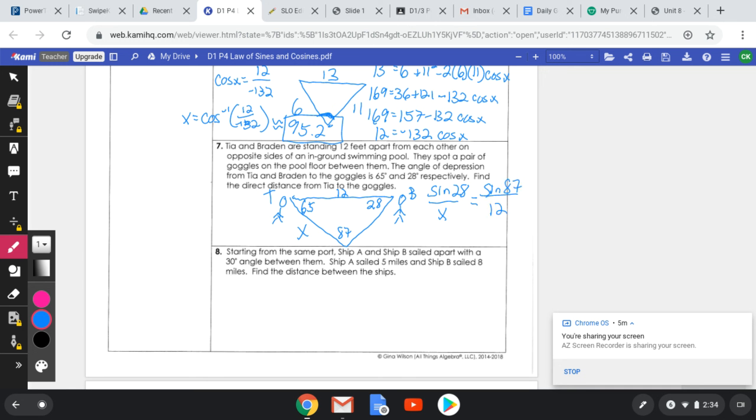And now I can do the whole cross multiplying. So I would have 12 sine of 28 equals sine x times sine of 87. And then I divide each side by sine of 87. So on my calculator, I would just plug in x is equal to 12 sine of 28 divided by sine of 87. And I would get that x is roughly 5.6 feet away the goggles are from Tia.